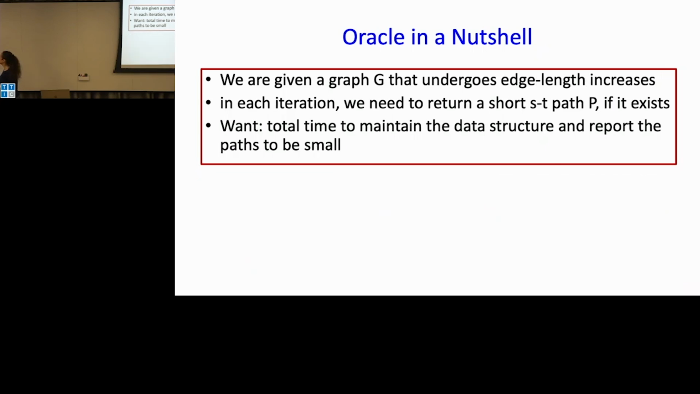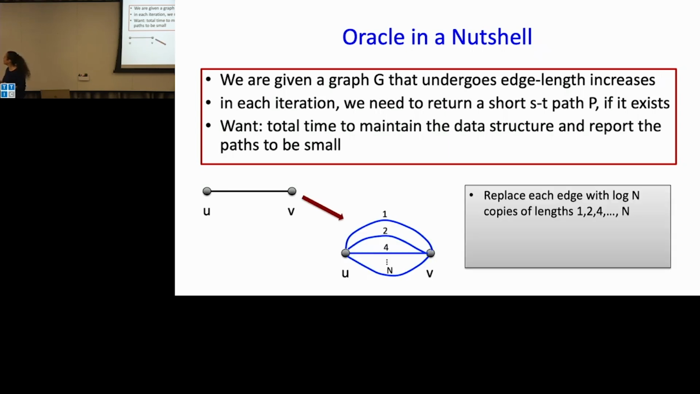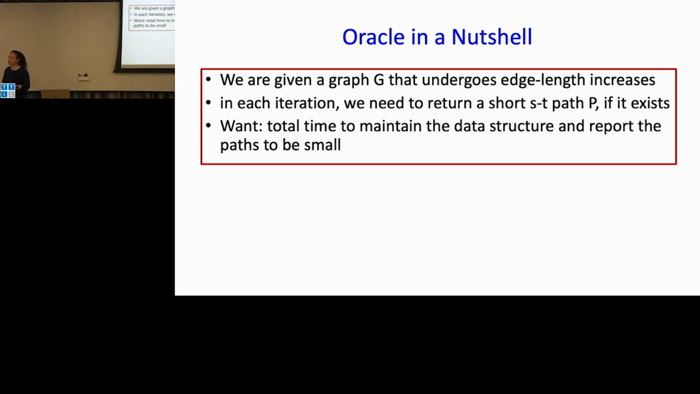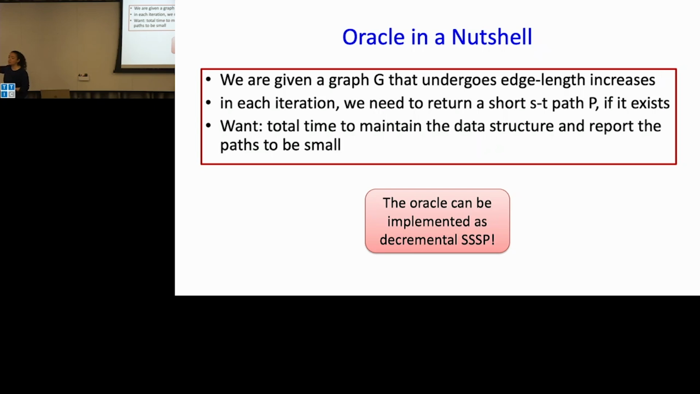It's very simple. And again, all of this stuff is really well known. So the way we do it, for every edge in our graph, I'm going to create log n copies. And these are copies of lengths 1, 2, 4, powers of 2, all the way to n. And now what happens is when the length of this edge is doubled, I simply delete its cheapest copy, and that's it. And in this way, even though we undergo edge length increases, we can pretend as if we undergo edge deletions, and so we can use the decremental single source shortest path.